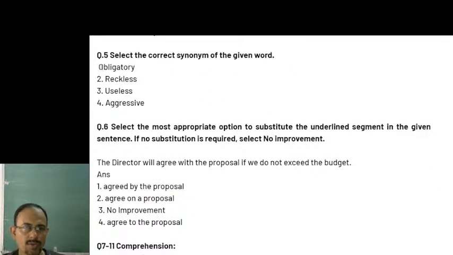Now, you tell me. So, obligatory, correct synonym will be aggressive. You can say it can be aggressive, right? Because useless, reckless won't come here. Next, you see, one option is missing here. It should have been compulsory. So compulsory would have been the correct synonym. Anyway, aggressive also won't be there, but I think it should have been compulsory, which is missing here.